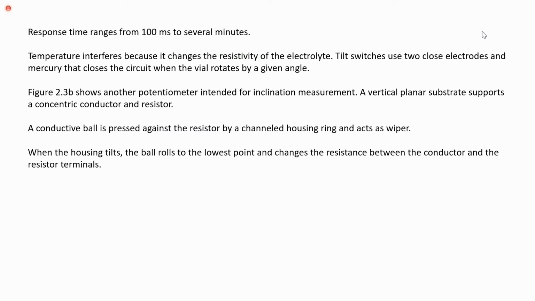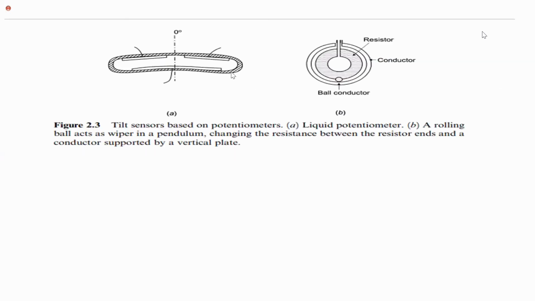Response time ranges from 100 milliseconds to several minutes. Temperature interferes because it changes the resistivity of the electrolyte. Tilt switches use two closed electrodes and a mercury drop that closes the circuit when the tube rotates by a given angle. So here you can see, if you tilt this pipe, we will get a variation in the resistance.